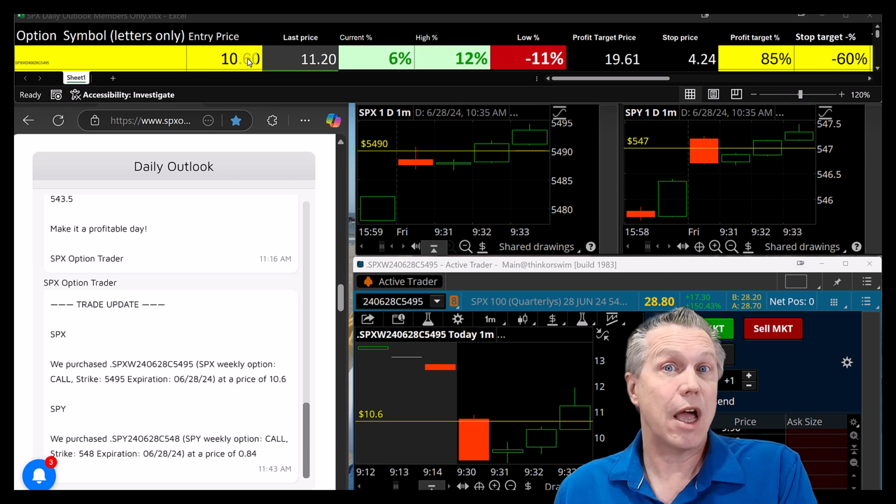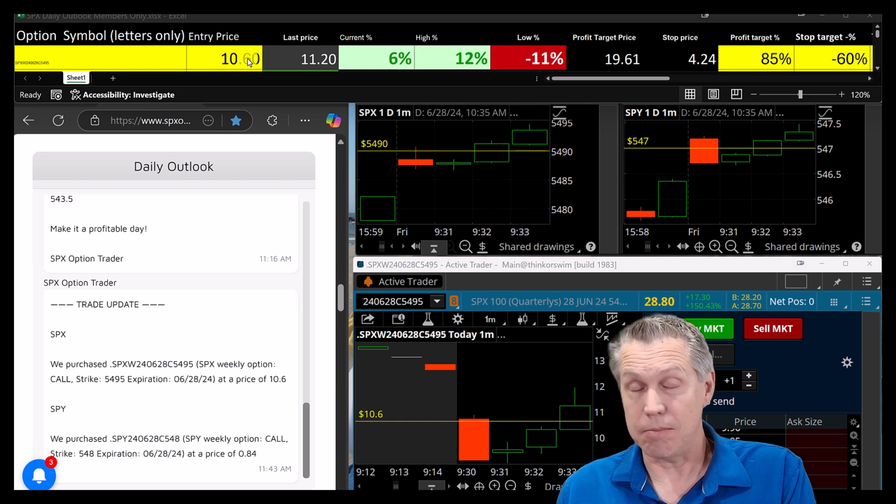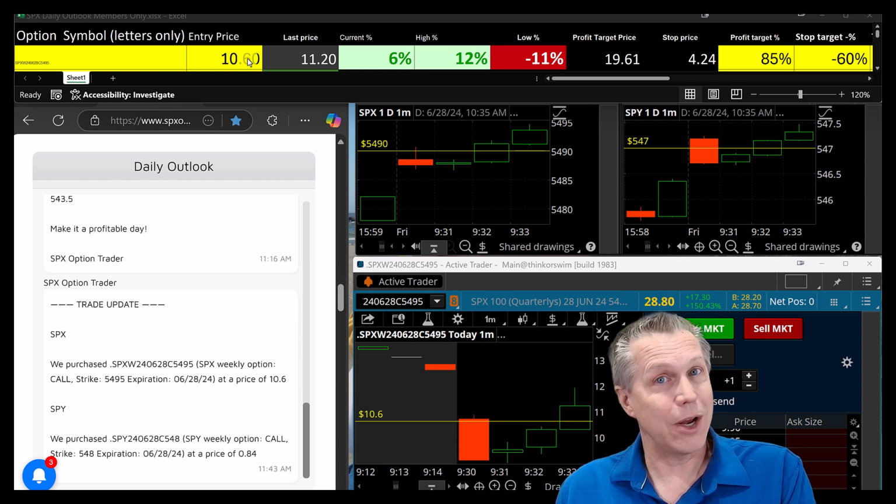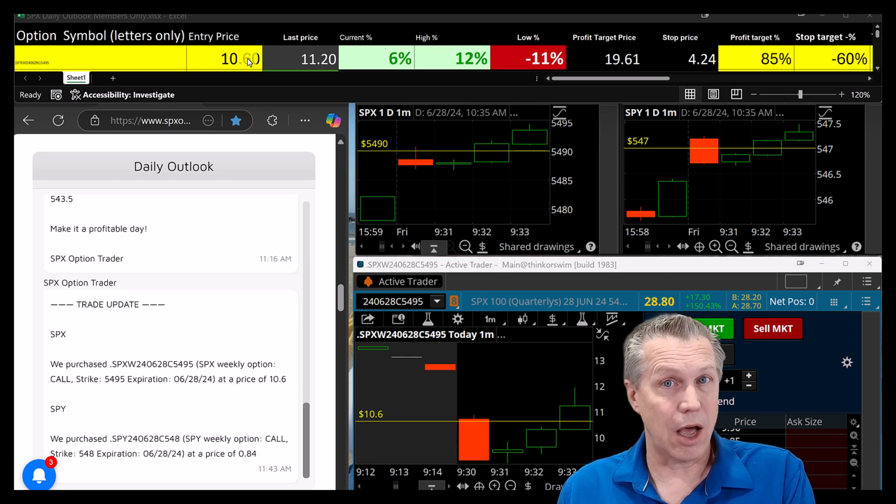Now, oftentimes your actual fill price will be slightly different than what we post on the website. That's not unusual. The markets move very fast. It's very difficult for two traders to get the exact same price on any option, and that's okay. You just enter your entry price at the top here, and you can go ahead and follow with the trailing stops just as we are doing ourselves.